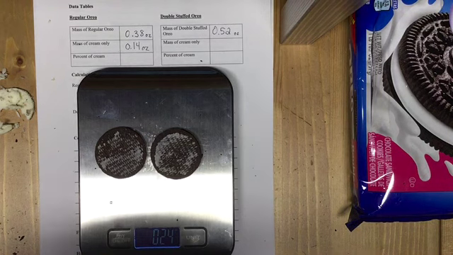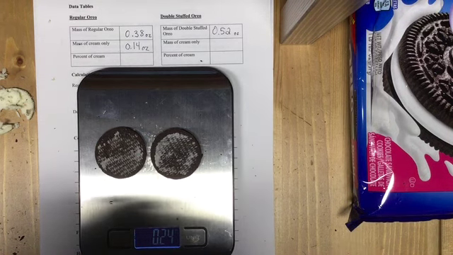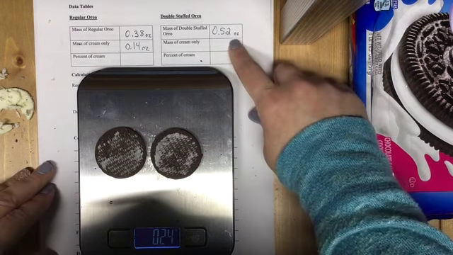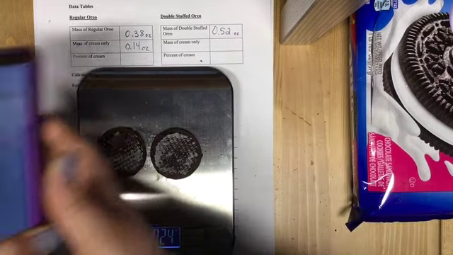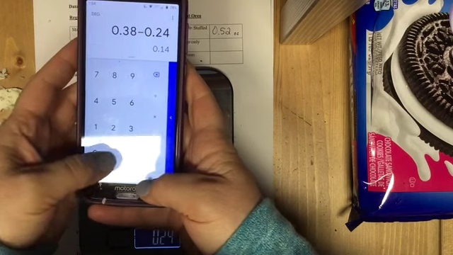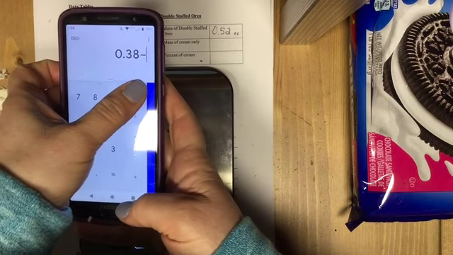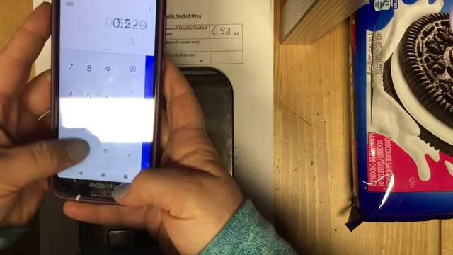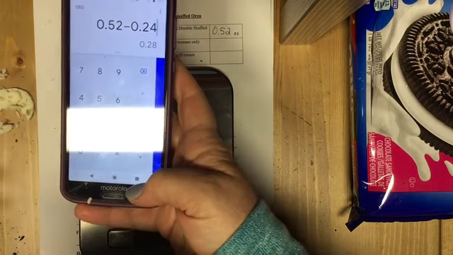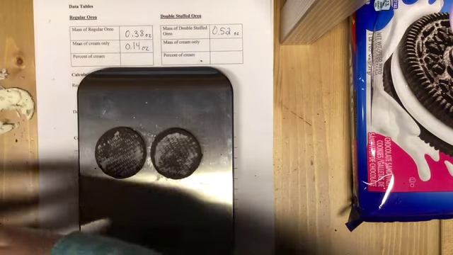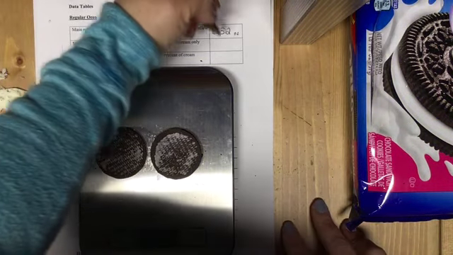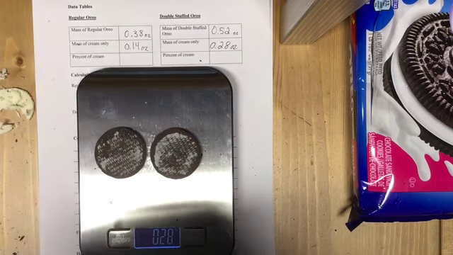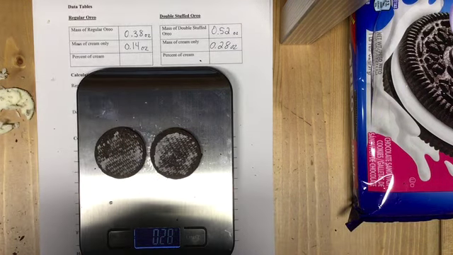Now, obviously, it should be about the same, right? Because it's the same cookie. Regular and double stuffed Oreos have the same cookie. It's just the amount of cream that should be different. So I'm going to subtract this one, too. So I'm going to do 0. Clear that out. 0.52 minus 0.24. That's going to give me 0.28 ounces. Okay? Ooh, very cool, right?